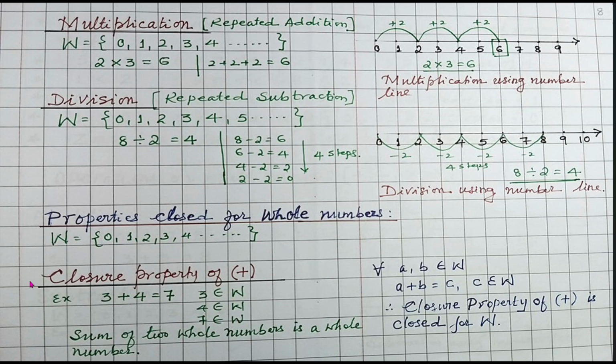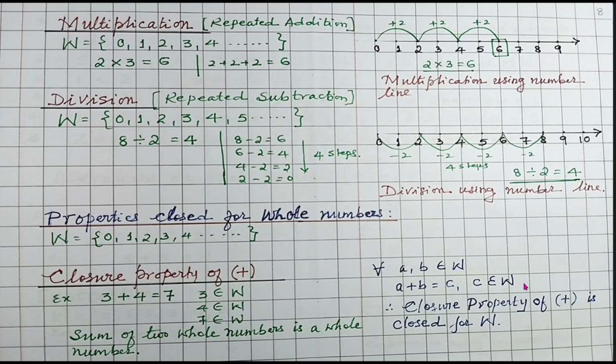Now let us take the closure property of addition. When we take two whole numbers 3 and 4, we add, we get 7. 7 is again a whole number. So 3 belongs to W, 4 belongs to W, 7 belongs to W. Therefore the sum of two whole numbers is again a whole number. The closure property of addition is closed, and it is true for any numbers A and B belonging to W, and C also belongs to W.